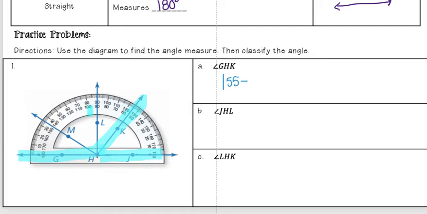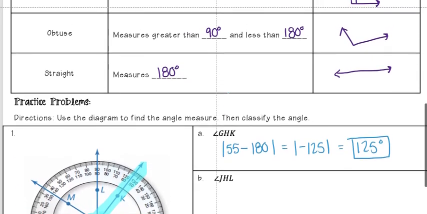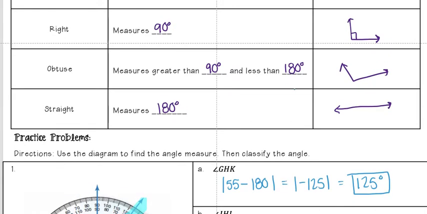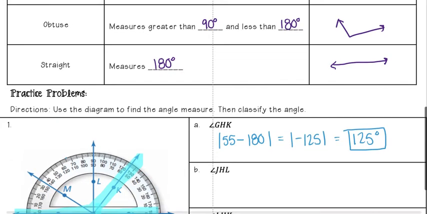And the entire angle is 180. Remember, I'm taking the absolute value of it. When I do that, 55 minus 180 gets me negative 125. Well, I want the absolute value of that, so it's just going to be 125 degrees. And then it says to classify it. Which type of angle is 125 degrees? That's between 90 and 180, so this one is going to be obtuse.